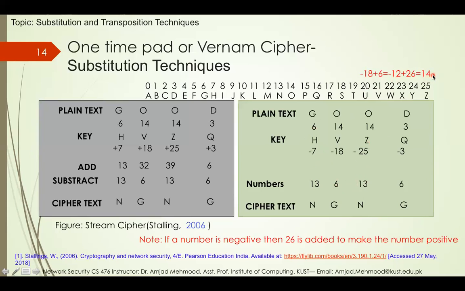Now you need 14. You see that at the 14th position, you have an O. Now minus 3 plus 6 means 3, and you will get D. So this is how the receiver performs the operation in the case of a one-time pad and gets the original text back. I have written a note here that if a number is negative, as I mentioned, minus 18 plus 6 means minus 12, in that case only 26 will be added to the number to make it positive. Otherwise, no need of addition.